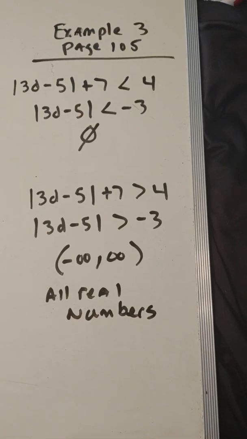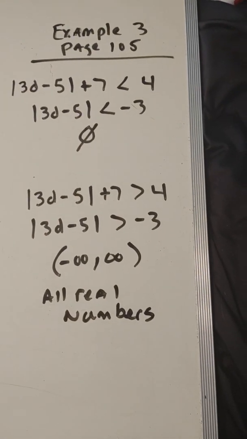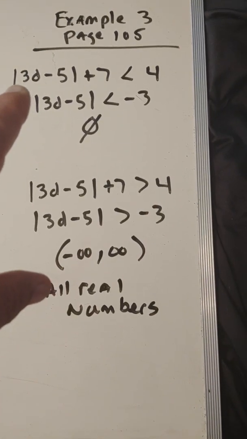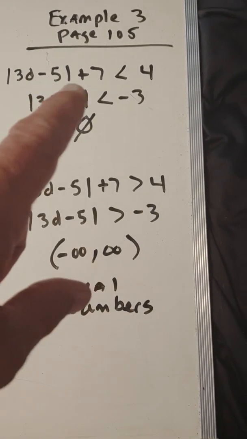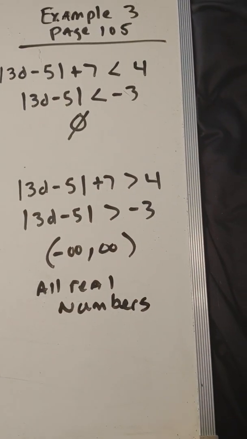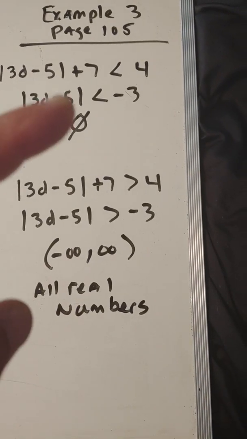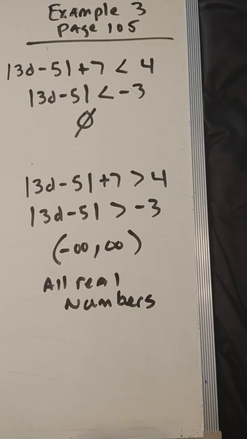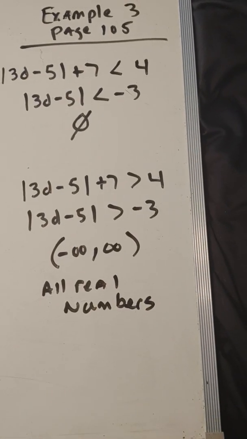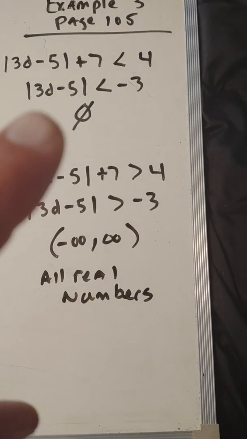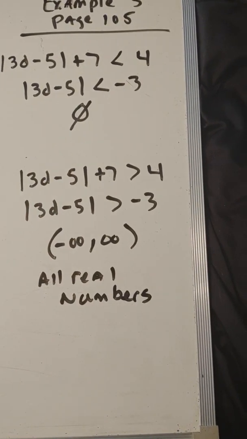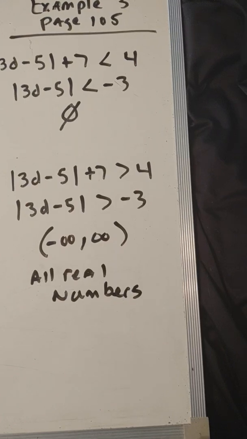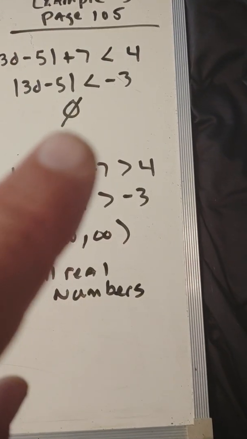You have to analyze the problem. And so example 3, page 105, gives you a couple examples on this. You have absolute value of 3d minus 5 plus 7 less than 4. So the first thing we naturally do is subtract the 7 over, which now gives us absolute value of 3d minus 5 less than negative 3. Well, remember the absolute value is always positive. So how can a positive be less than negative 3? It can't. So that's the reason it is no solution.